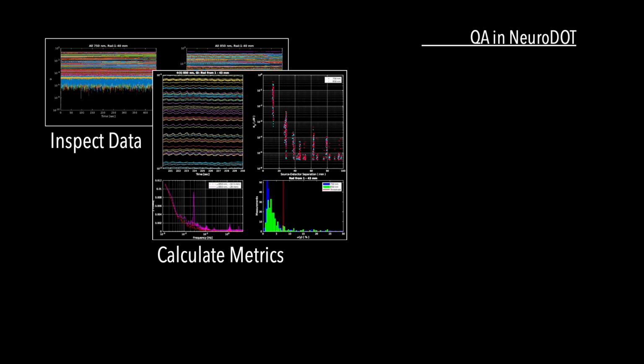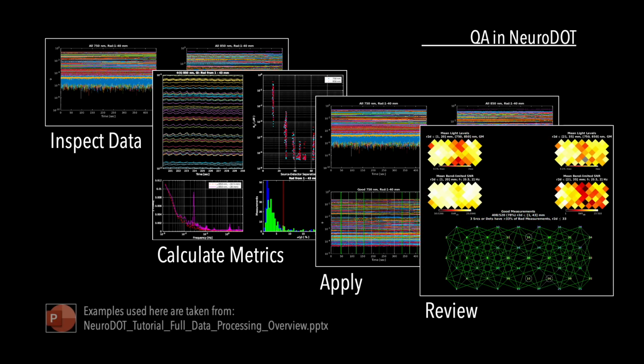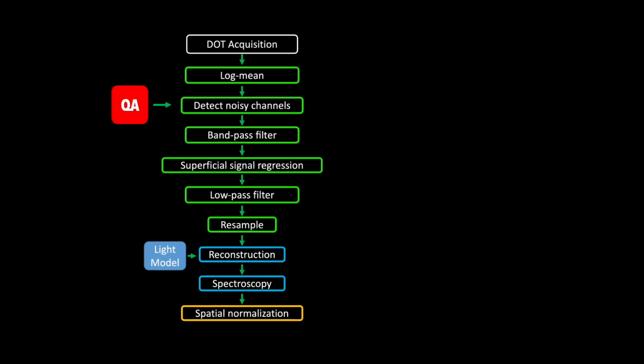The effect of applying these metrics is summarized by plotting a subset of data in which flagged measurements have been omitted. This allows a visual comparison of the processed and unprocessed data. Finally, a qualitative summary is generated which superimposes QA results on the array and highlights potential problem optode locations. This allows the automated results to be reviewed, using knowledge of the data and goals of the experiment. The QA evaluation is an integral part of the NeuroDOT processing pipeline.